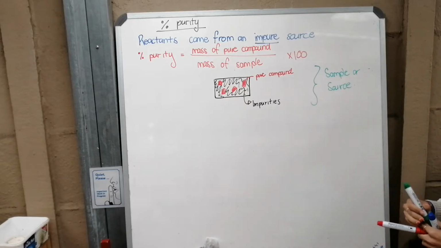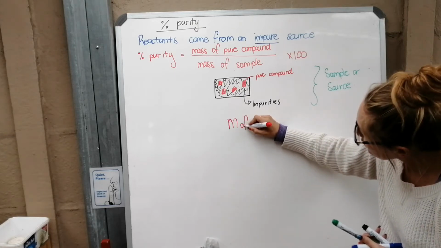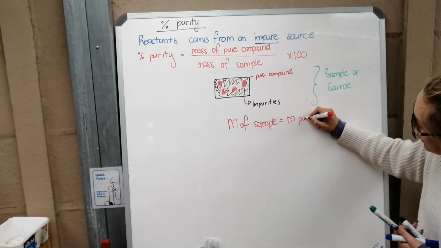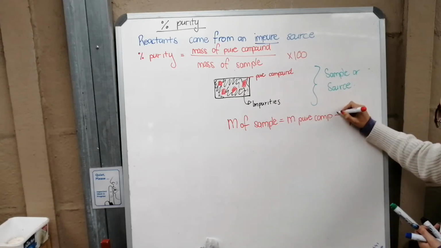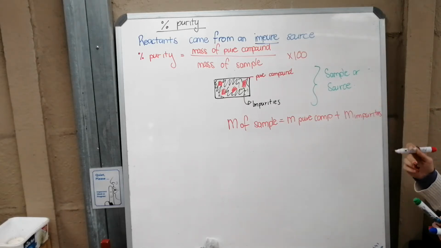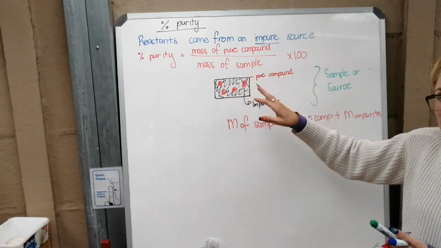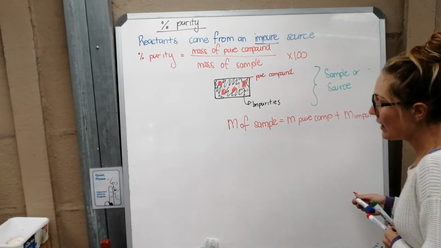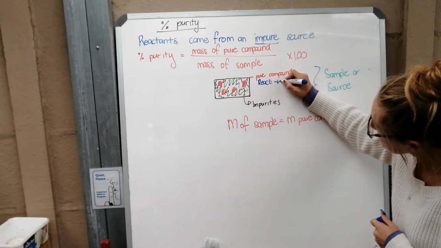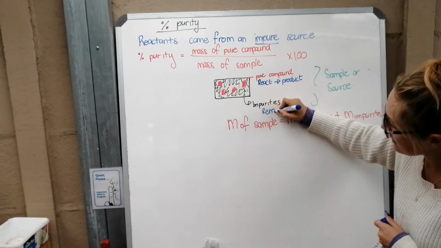So basically what that means is that the mass of your sample is equal to the mass of your pure compound plus the mass of the impurities. This is our second equation, which is the more logical step. Now, if this is involved in a chemical reaction, our pure compound is generally going to react and become something else, and your impurities generally are going to remain behind.